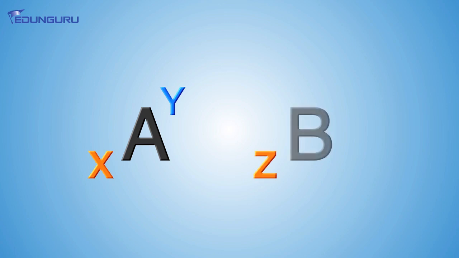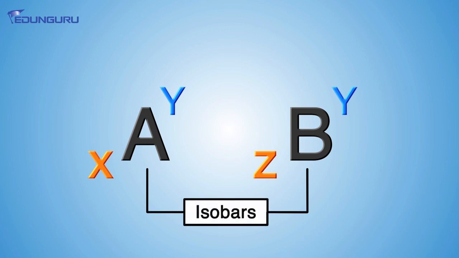What is an isobar? See, as I was telling, two different elements can have different mass, true, but again two different elements can have the same mass. For example, if I write X with mass number A and atomic number Y, and I write Z with mass number B and atomic number Y. Here you can see that the atomic numbers of X and Z are different. So, A and B are two different elements. Since their mass number is the same, they are isobars. So, here A and B elements are isobars.